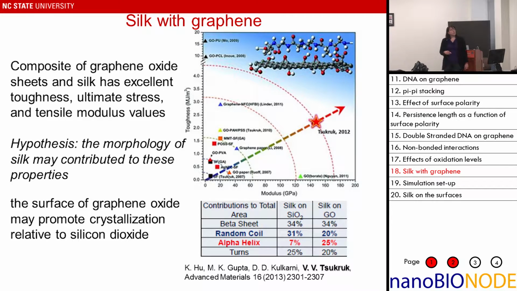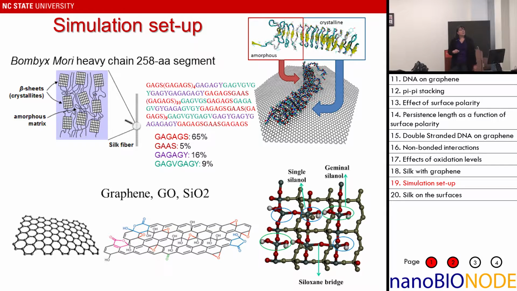So this is basically a simulation setup of what we used. Again, the silk structure has a combination of crystalline and amorphous sides. We chose a segment of about 260 amino acids of Bombyx mori, which has the same distribution of crystalline and amorphous sequences as the whole Bombyx mori. We used bioinformatics to create the initial structure, which is easy because the crystal structure of crystalline silk is available. So we created this long structure and deposited it onto the surface.